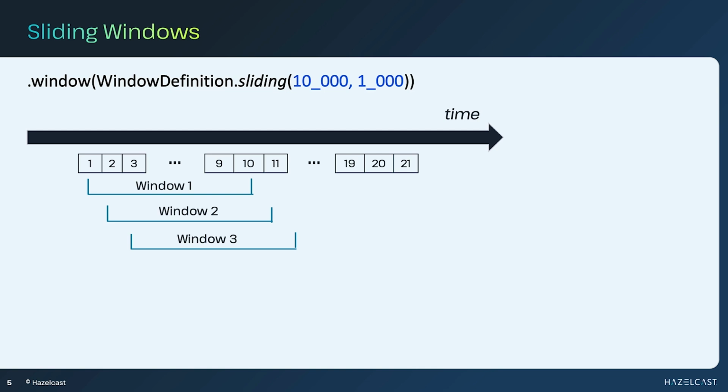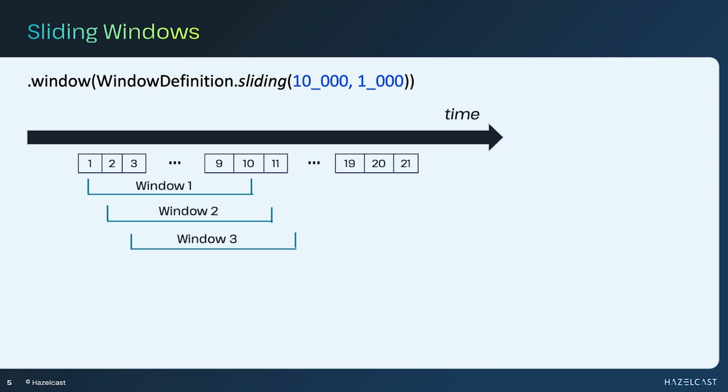If we have one item per second, then each frame is just a single item. But if we had 100 items per second, each frame would contain 100 items. And of course, in most cases, items won't arrive at a constant rate. So while the timestamp range of a frame is constant, the actual item count will vary.